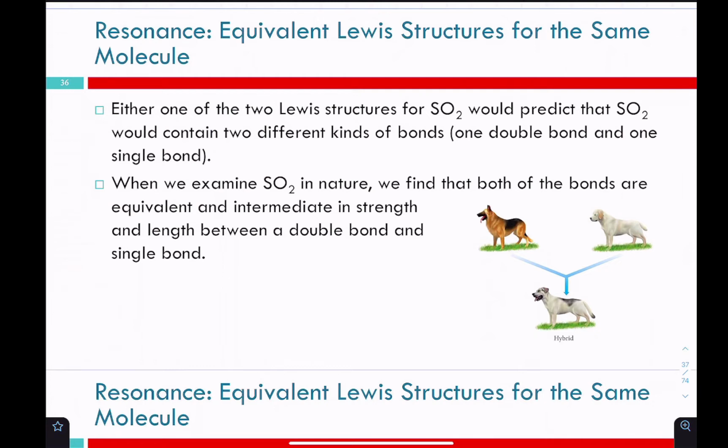So either of those Lewis structures are good. And so those bonds end up being the same, and they have intermediate strength and intermediate length between a double and a single bond. So remember, when we go from a single to a double bond, it gets shorter. Go from a double bond to a triple bond, it gets even shorter, and they also get stronger.